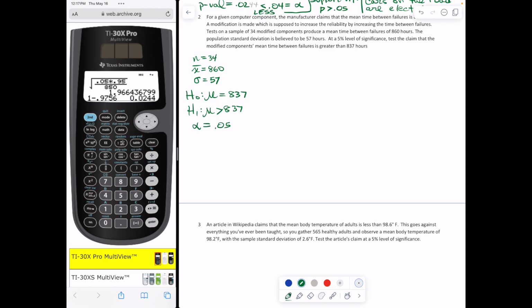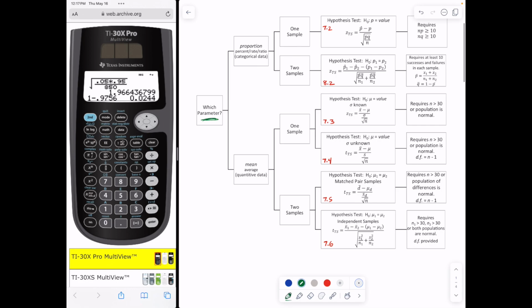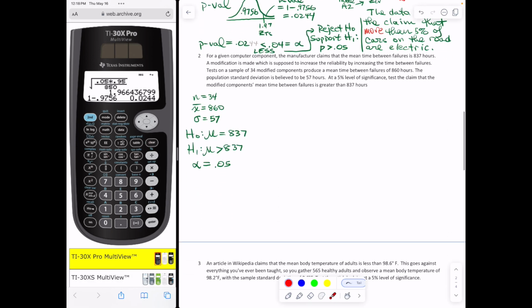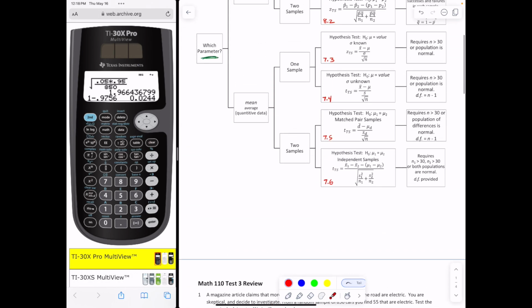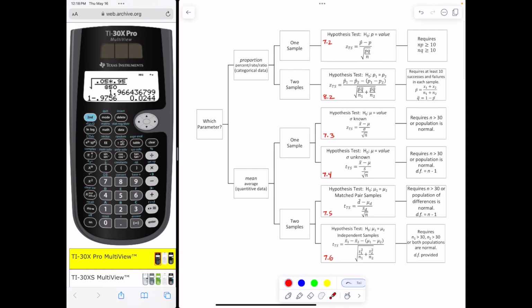Let's take a second to just find this on the flowchart. So we'll slide on up here. The word mean comes up repeatedly. So under which parameter here, we're going to look at means. There was only one sample, and the question is the population standard deviation known, or is it unknown? Well, it clearly gave a population standard deviation, right here, population standard deviation of 57. So the standard deviation's known. So again, it's a mean, one sample, sigma is known.